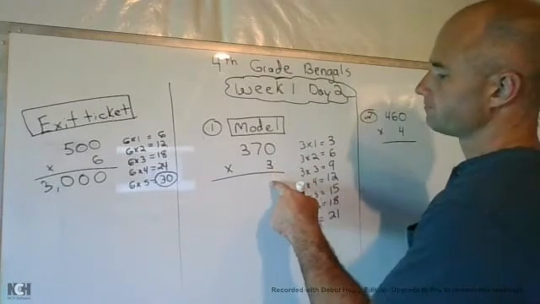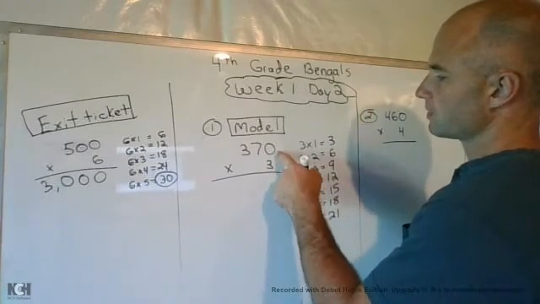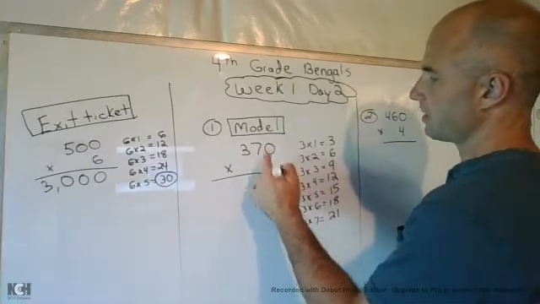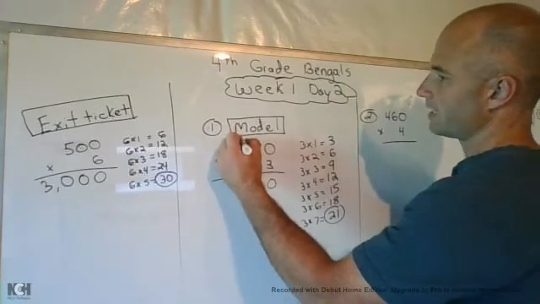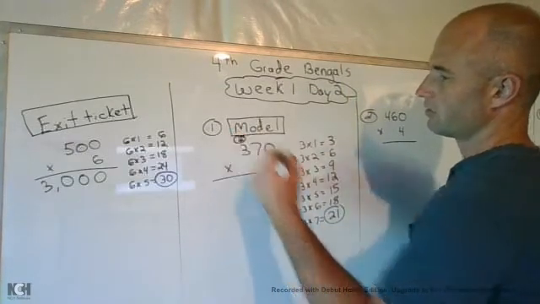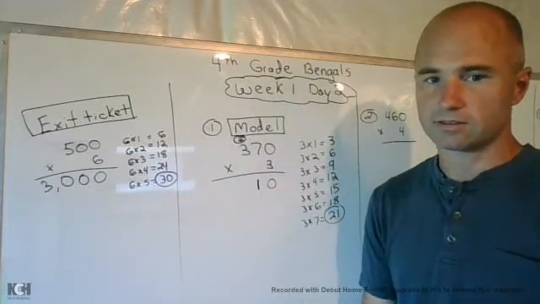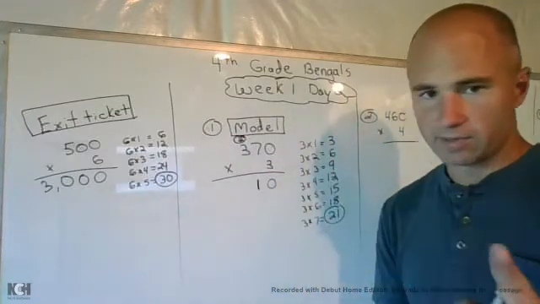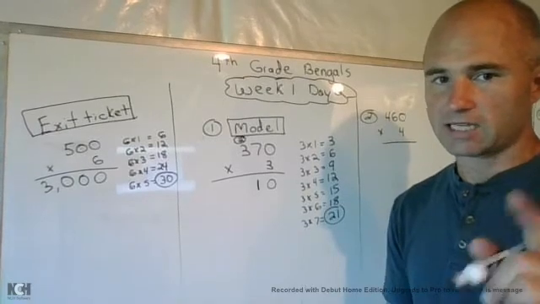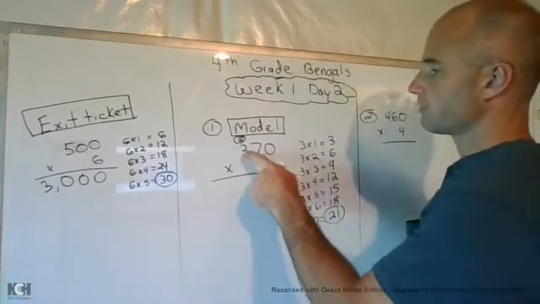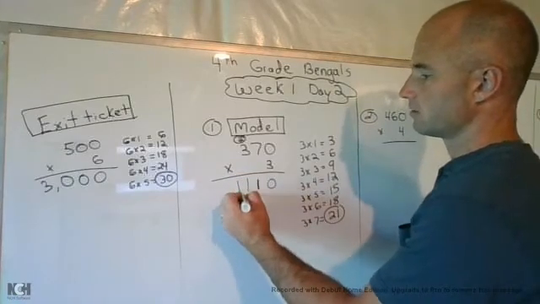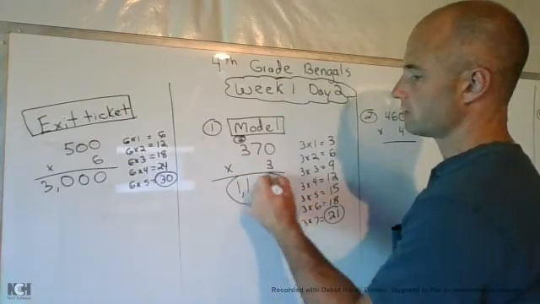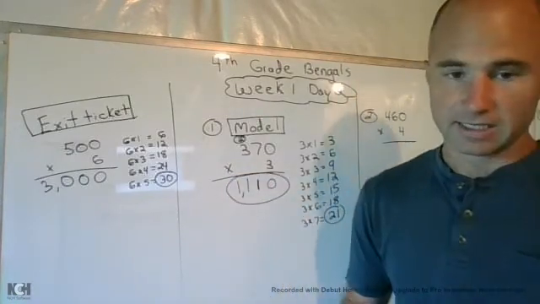All right. So here we are. 3 times 0 equals 0. 3 times 7 equals 21. So the 1 here, and then we got to carry that 2 over, the 2 from 21. That's where I think some mistakes are going to happen today. Forgetting to carry that 2 over. 3 times 3 equals 9. Plus 2 more equals 11. Giving me the answer of 1,110.